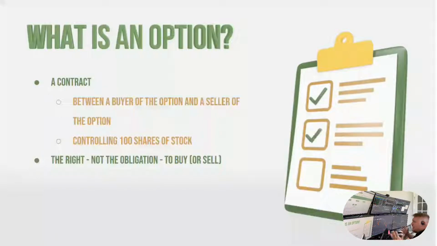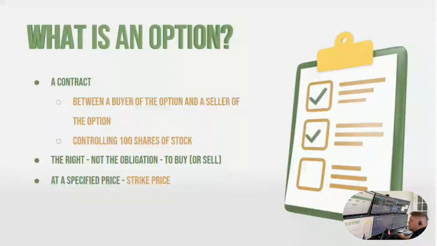So again, an option contract is simply a contract between the buyer and the seller of an option. One contract gives you control over 100 shares of stock. You have the right, but not the obligation, to buy or sell that stock at that strike price by that expiration date. Okay, so the strike price is the specified price.